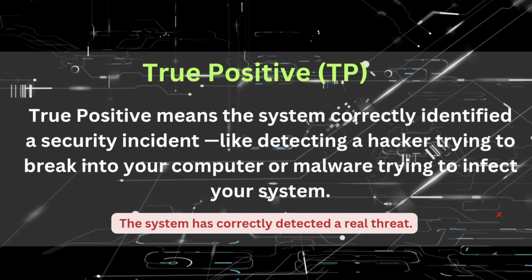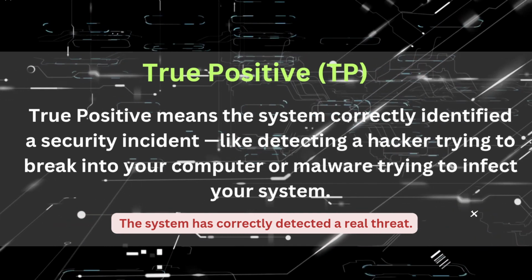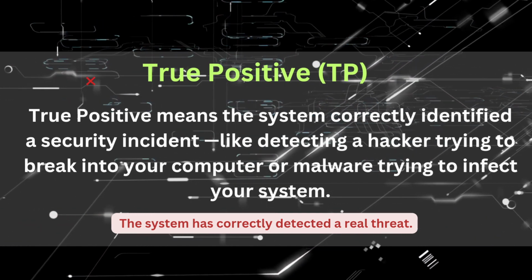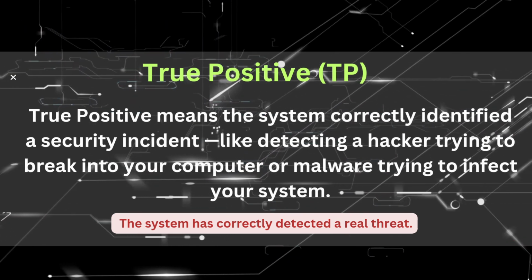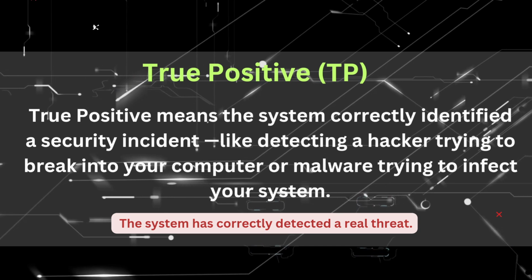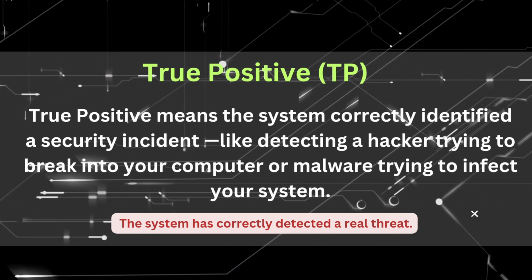Imagine you have a security system that's designed to spot hackers. So one day the system detects a hacker trying to get into your computer. This is a true positive. Why? Because the system correctly identified a threat. A hacker was trying to break in. It's a real positive threat and the system got it right.